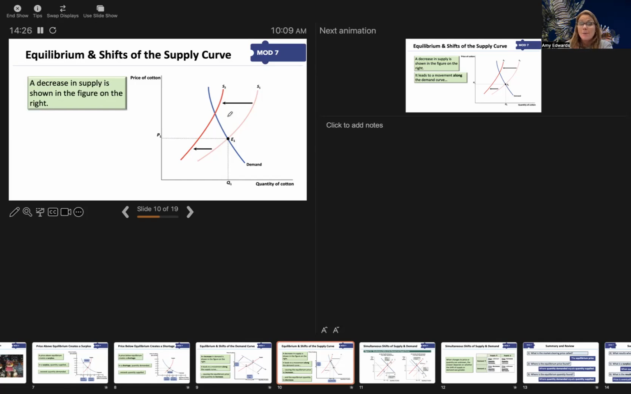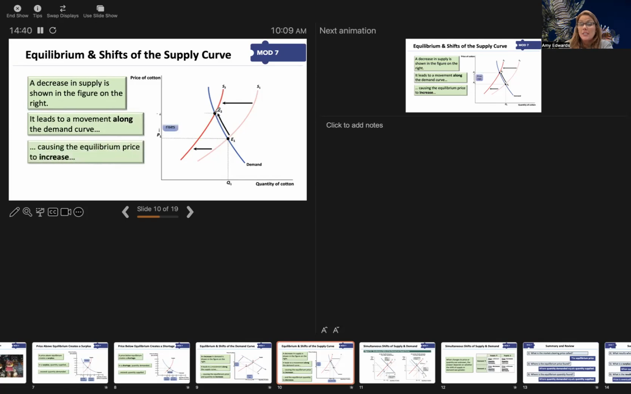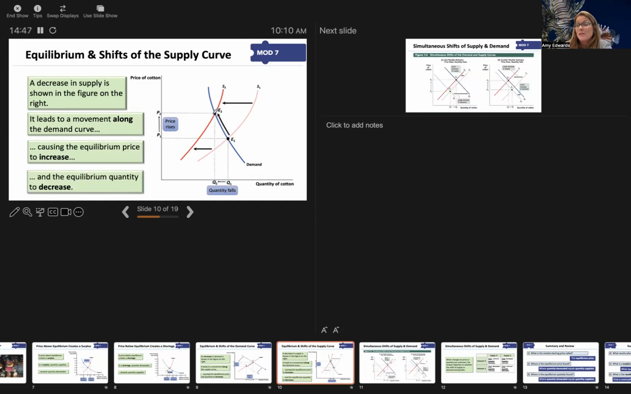So let's look at what happens to the equilibrium. It's really easy to see. Oops, went the wrong way. Sorry, guys. So what happens? This leads to movement along the demand curve to our new equilibrium, and it's really easy to see. Price is going to go up, but what's going to happen to quantity? It's going to fall. So we're going to be willing to pay higher prices. However, suppliers are not going to be willing to supply as much. They're going to cut production. Okay. So that's kind of interesting.